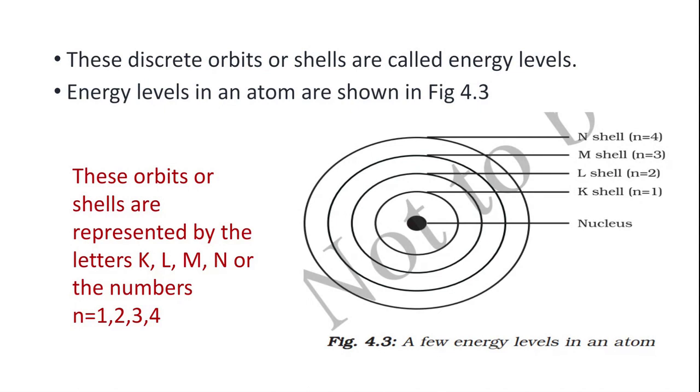This orbit is so calibrated that these electrons will go on rotating without losing their energy levels. If it loses energy, it will fall inward, or it can go to the next level. If it gains more energy, it will fly away.